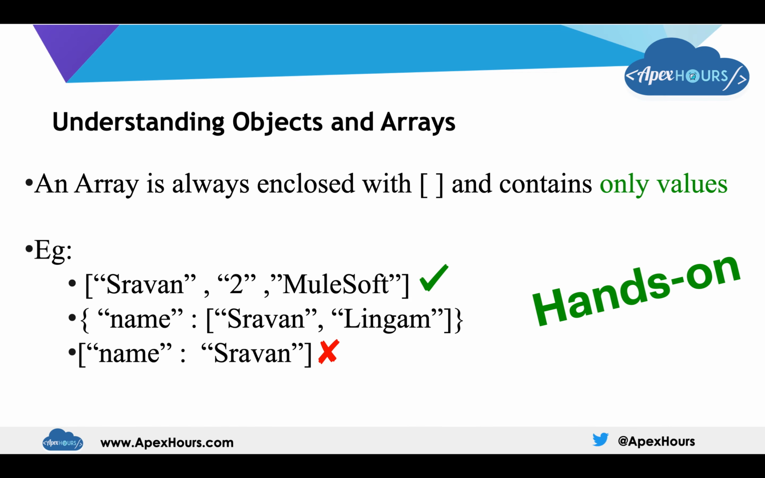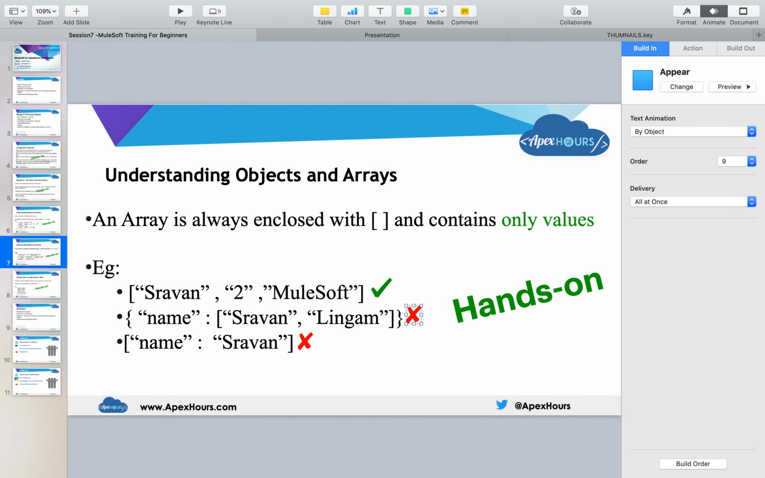All right, so the last example is also wrong. Though it is enclosed with the square brackets, it is a key value pair, but arrays should not have key value pairs. It should have only values. So now let's do some hands-on.